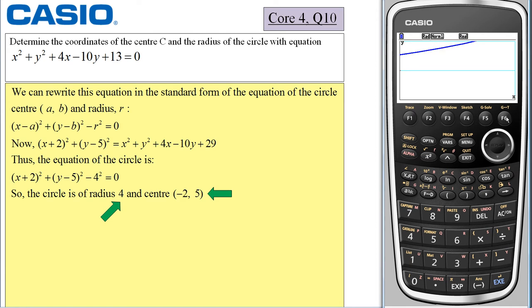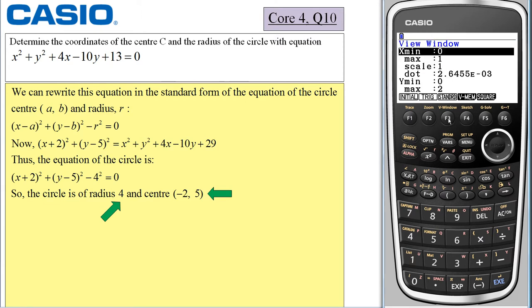Now of course this is a very poor representation of a circle, and all we need to do to adjust it is to go into the V window settings to change the parameters for the scale. Now if you think about it, if the circle has a centre at minus 2, 5 and a radius of 4, I need at least to go to the left of the origin by minus 2 take away 4, that's minus 6. So I'll go a bit further than that. I'll choose minus 8 and I'll choose the maximum to be, well, I need to go as far as minus 2 plus 4, which is 2. And again, I'll go a bit further than that, so I'll go as far as 4.